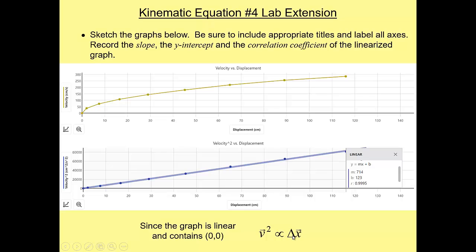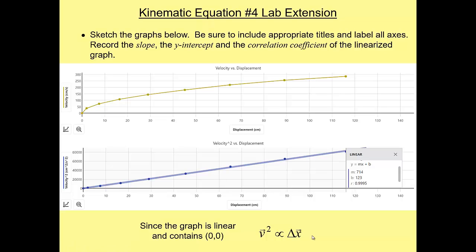Now this one's a little different. We haven't really seen this kind of relationship before. Basically, if you want your dry ice puck to go twice as fast, it would cover 4 times the displacement, 2 squared. If you wanted it to go 3 times as fast, 3 squared, 9 times the displacement is what it would take.